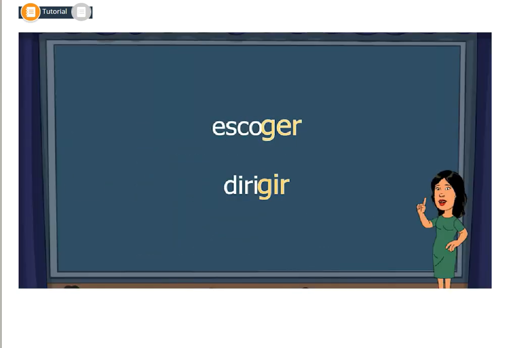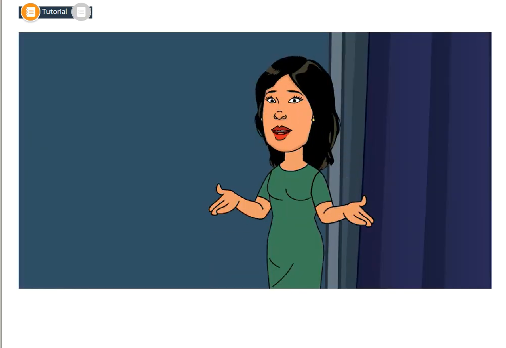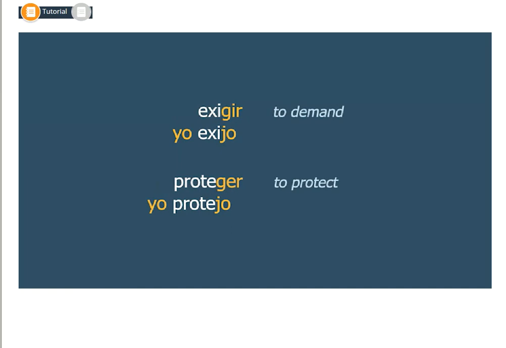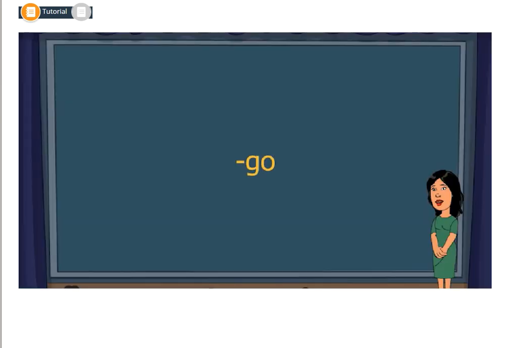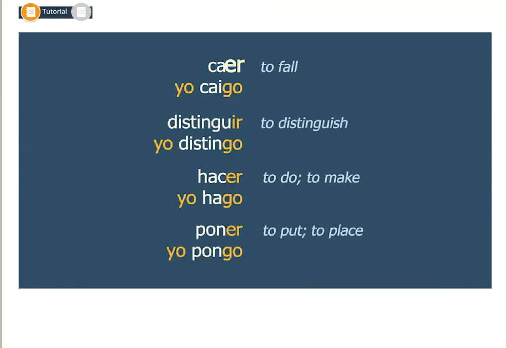Verbs that end in GER or GIR change to JO in the yo form. Here are a couple of other GER and GIR verbs that change to JO in the yo form. Exigir. Yo exijo. Proteger. Yo protejo. And there's a handful of verbs that have irregular GO endings in the yo form, como estos. Caer. Yo caigo. Distinguir. Yo distingo.